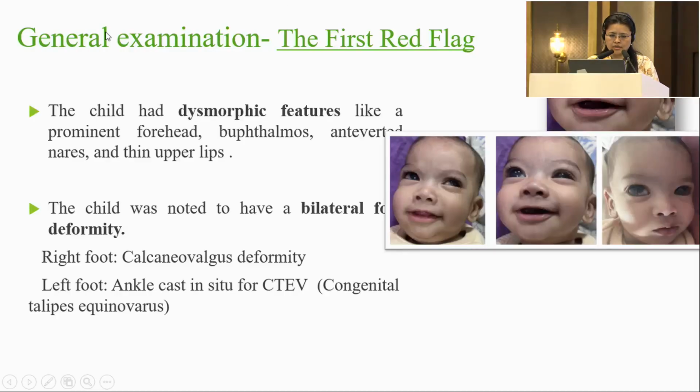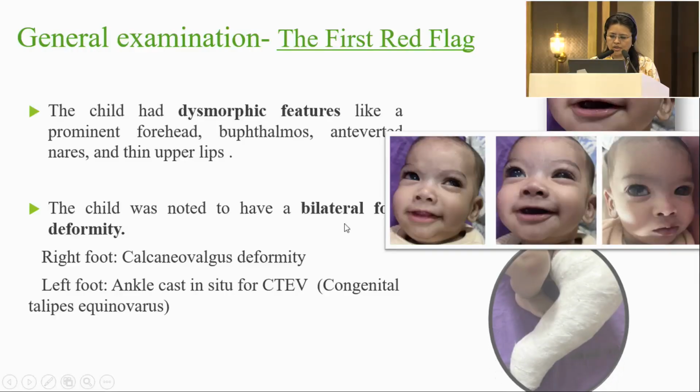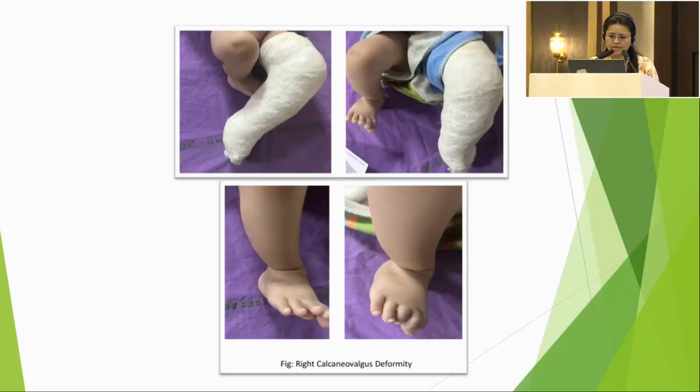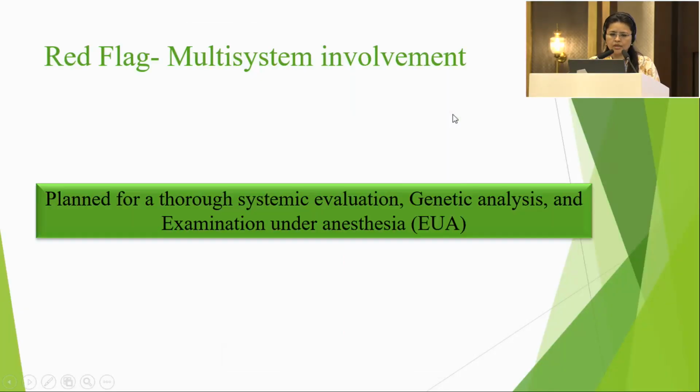In general physical examination, what was characteristic was dysmorphic facies with prominent forehead, buphthalmos, anteverted nares, and thin upper lip. Also, with this, we found a bilateral foot deformity. The right foot had a calcaneovalgus, and the left foot had a CTEV, which was in a cast. So the multi-system involvement made us go further to investigate with a thorough systemic evaluation, genetic analysis, and examination under anesthesia.